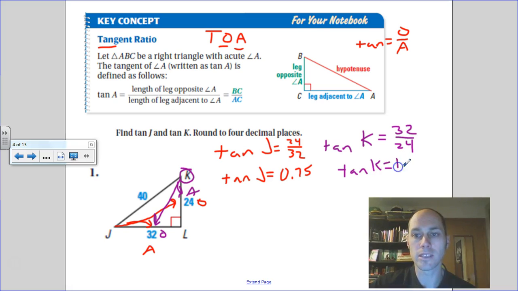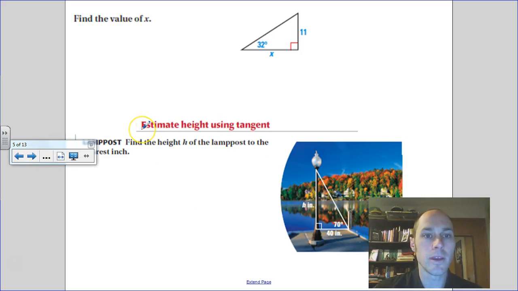if we want to go to 4 decimal places, 1, 2, 3, 4. So we'll abbreviate that way. So that's the tangent ratio. Well, we can use the tangent ratio knowing that all triangles would be similar.